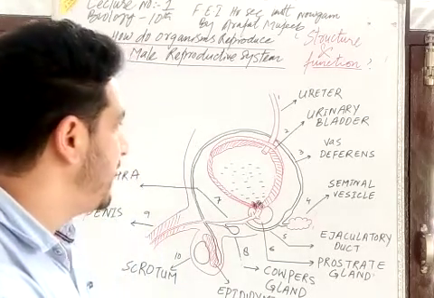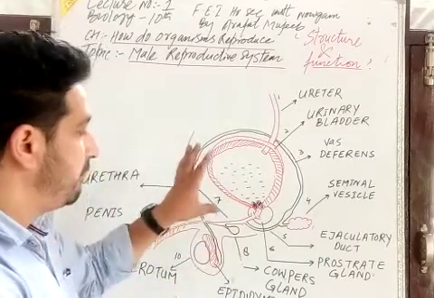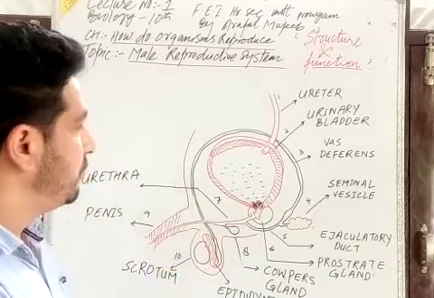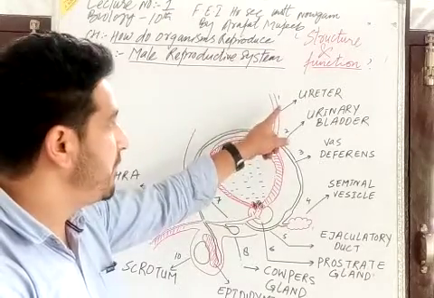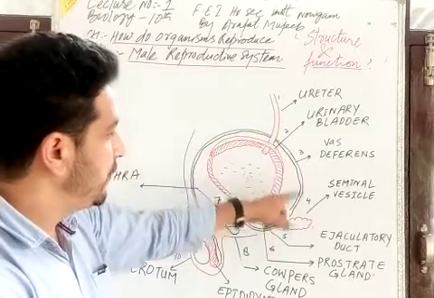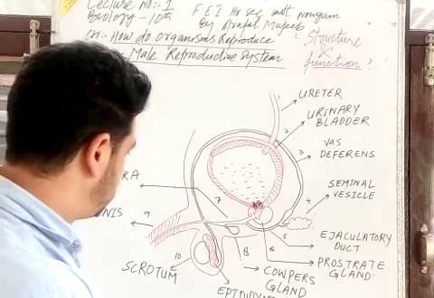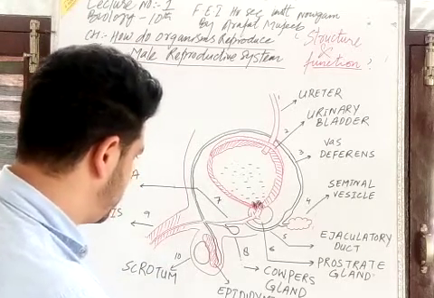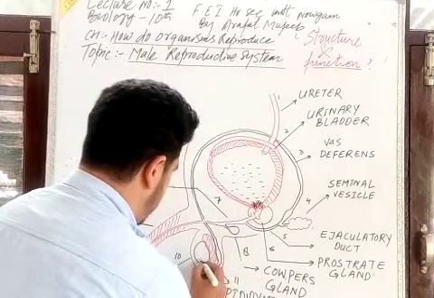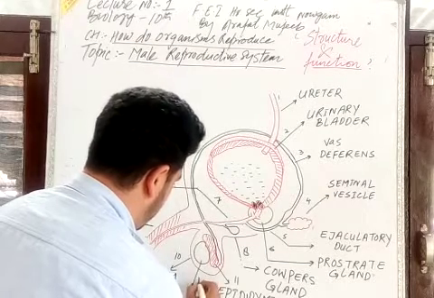Let us start from the base. On the board I have drawn the labelled diagram of the male reproductive system. You can see that I have numbered the labels: 1, 2, 3, 4, 5, 6, 7, 8, 9, 10, 11. And here are the testes.